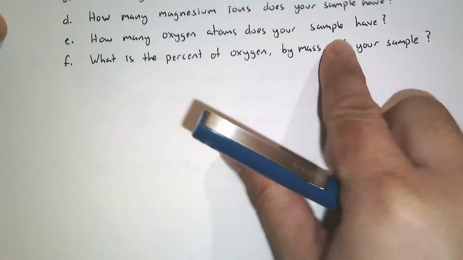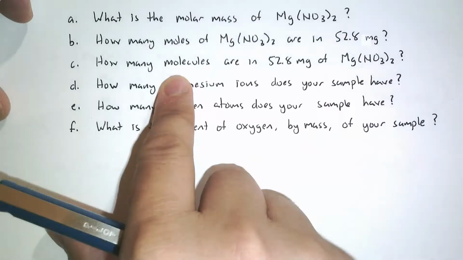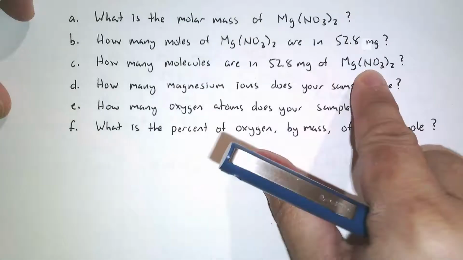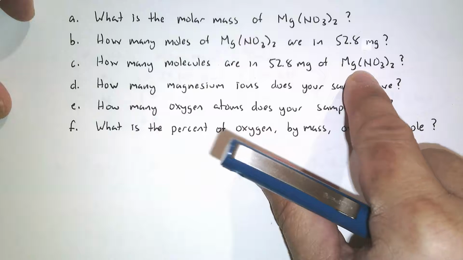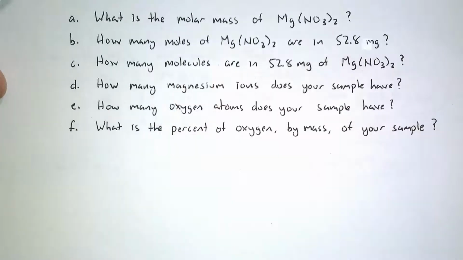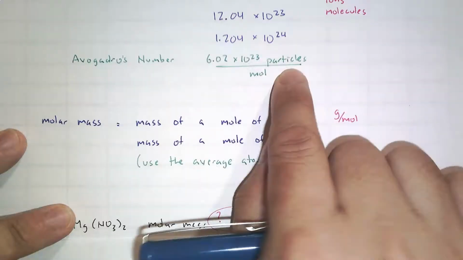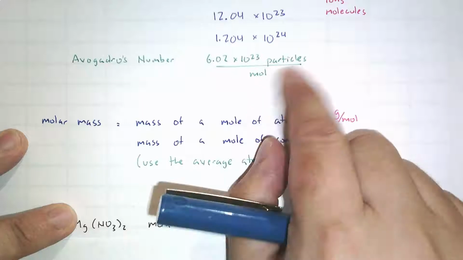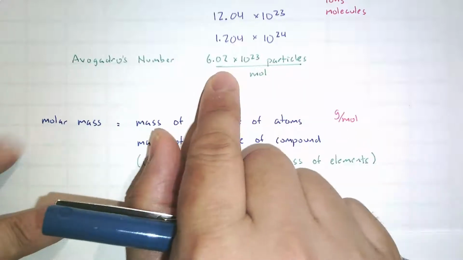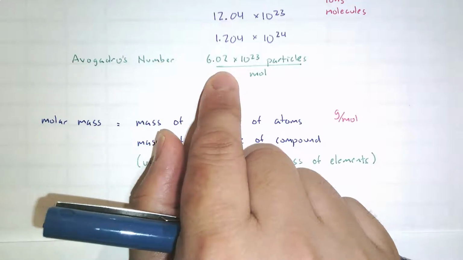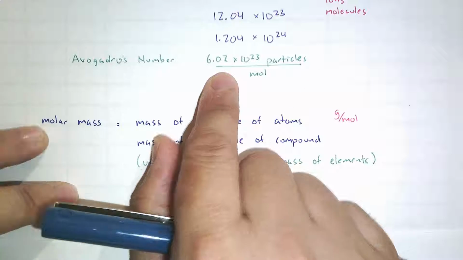Part C. How many molecules are in that many milligrams of MgNO3? Where do we see the word molecules? We see that, or can see it with Avogadro's number. Here I have particles, but we could have molecules per mole, atoms per mole, ions per mole, and it's still the same number. Just like you have a dozen marbles, that's 12. You could have a half a dozen pencils, that's half a dozen is 6. Okay.